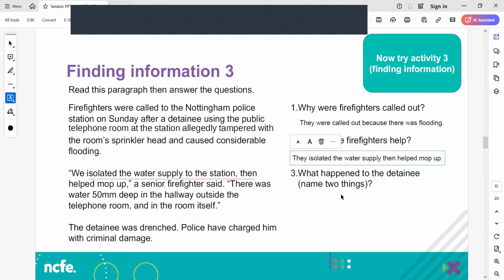Okay, question 3. What happened to the detainee? Name 2 things. So for this question, if you don't put 2 things, you're not going to get any marks because it tells you in the question that you need to give 2 things. So we're looking for the word detainee. We're scanning the text for that word. Here it is, the penultimate line. The detainee was drenched. Police have charged him with criminal damage.